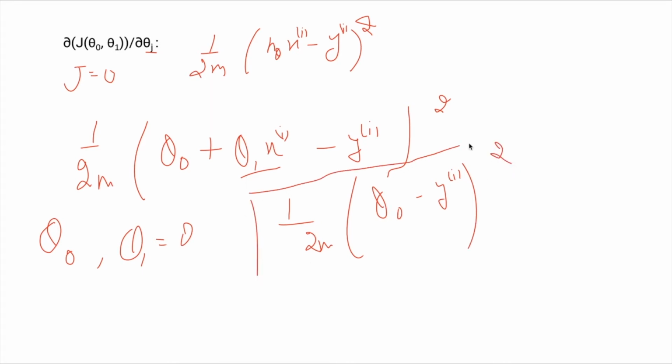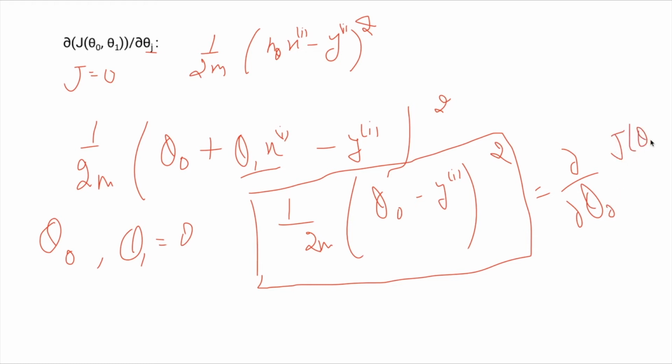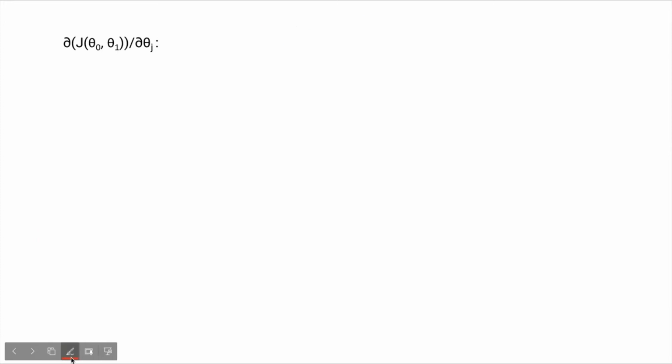I advise you all to kindly note this down on paper or in your notebooks. So this is the derivative of J of theta 0 with respect to theta 0. So this is the derivation. Now let's erase all this. When we put j equals 1, then the theta 0 term will not be there, but theta 1 will be there.